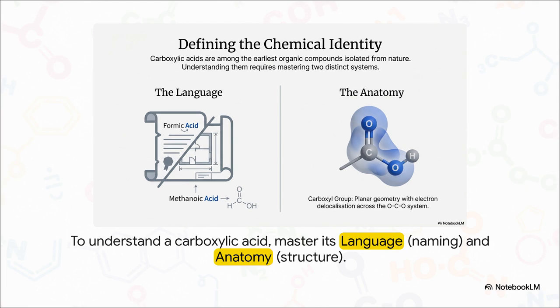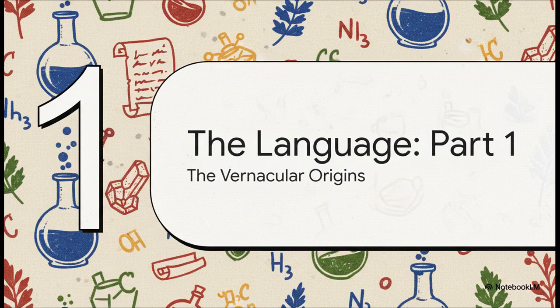Now, to truly get what makes these molecules tick, we need to master two different things. Think of it like this. First, we're going to learn their language, which is all about how we name them. Then, we'll dig into their anatomy, the actual physical and electronic structure that gives them all their unique properties. All right, let's kick things off with the language.